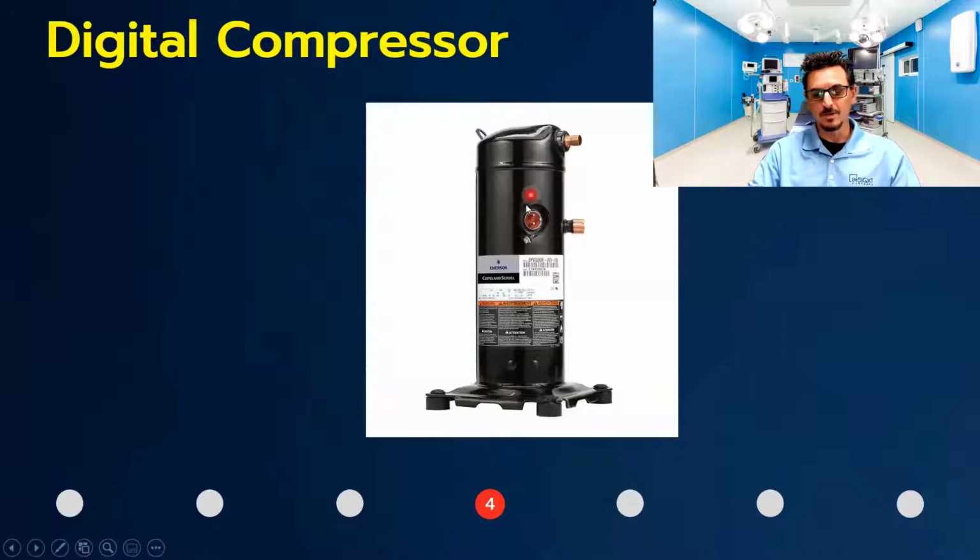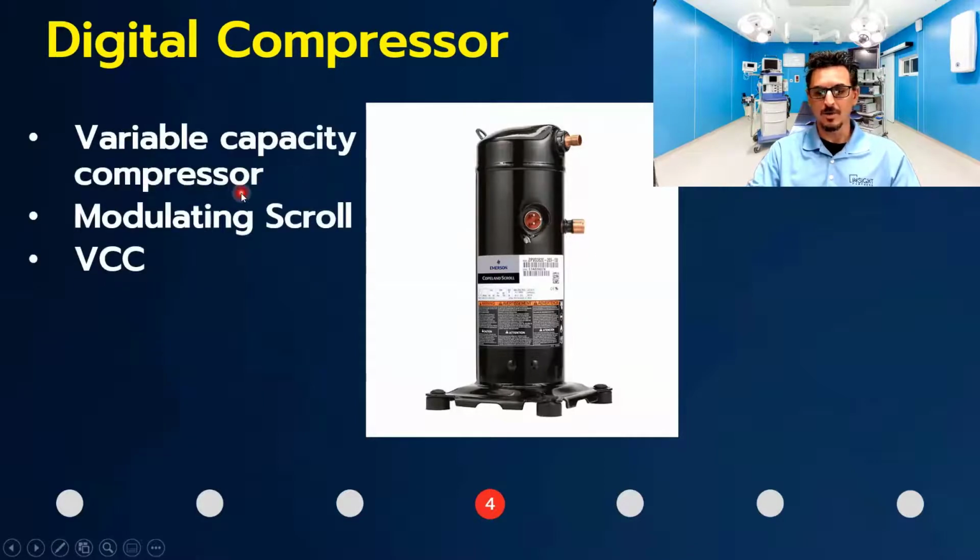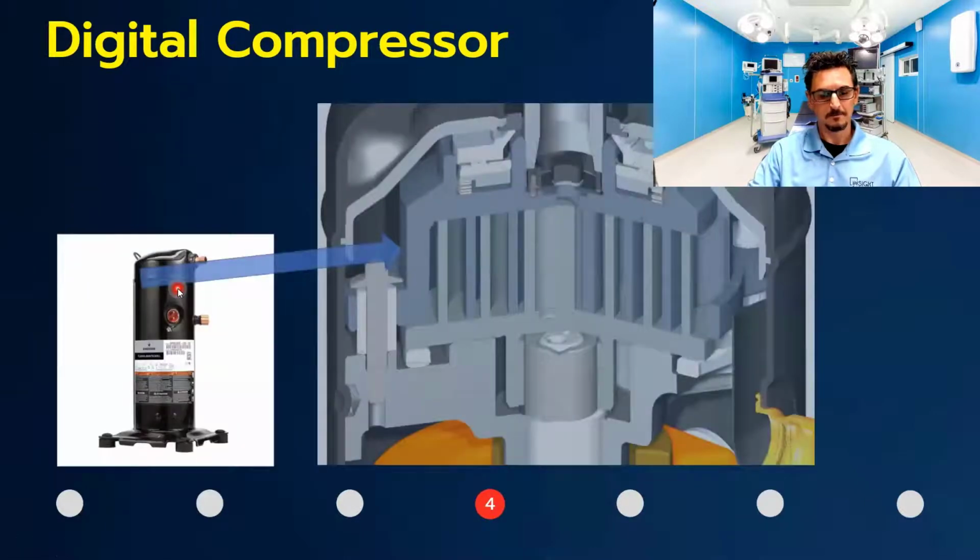So the digital compressor from the outside really doesn't look a whole lot different. So I'm just using the same photo. It is a little bit different, I believe, but you can't really tell much from the outside. It's also known by the names of variable capacity compressor, modulating scroll compressor, or VCC, short for variable capacity compressor. So there's a couple different terms all describing the same thing.